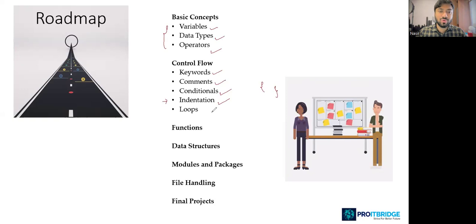We will also go through the different loops and what they are used for. We'll take some examples to understand them. Then we'll go through functions. We'll go through data structures such as list, tuple, set, and dictionary. We will also go through modules and packages. After that, we'll go through file handling. And at the end of the course, we are going to go through one project to understand how we will be able to implement all these concepts in one.